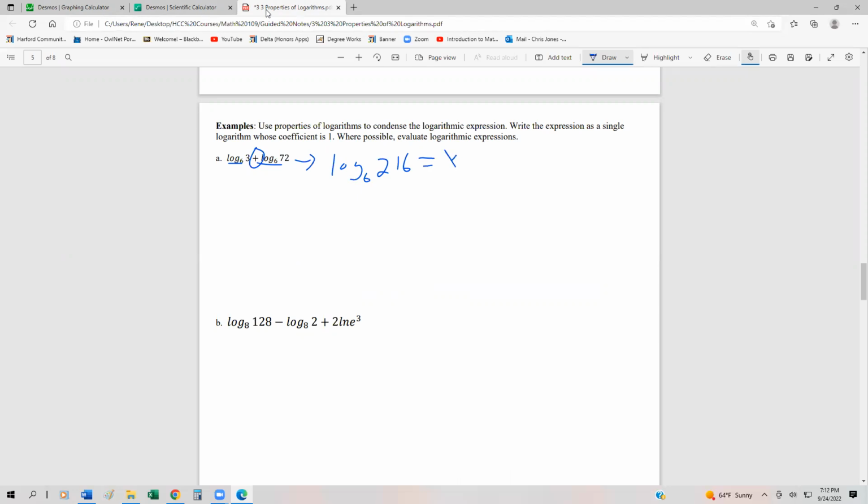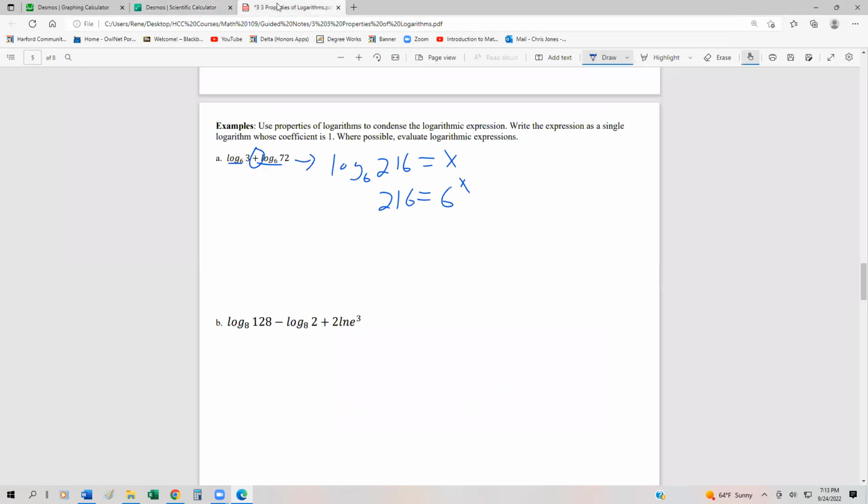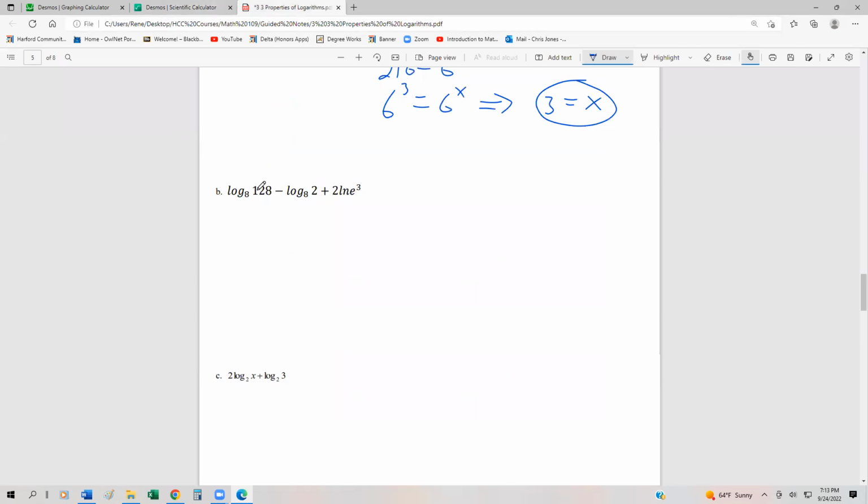All right, so let's set that equal to x. We know that this is going to be the same thing as saying 216 equals 6 to the x. Okay, so remember, a logarithm is an exponent, 6 is the base. And then in our calculators, we might just try to see what the powers of 6 are. We certainly know 6 squared is 36. What about 6 cubed? Well, that's 216. That's precisely what we were hoping for, that it's a power with base 6. So we have 6 to the third equals 6 to the x, which implies that x is going to be 3.